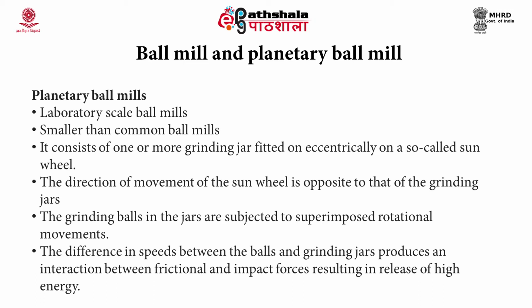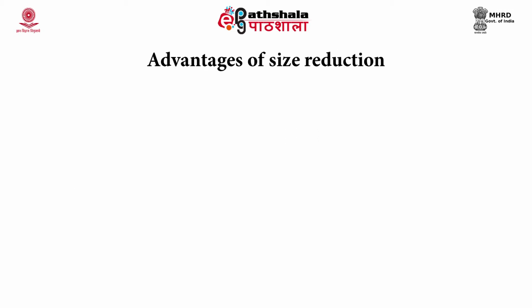Similarly, the same principle is applied for the vibrational mill. In a stirring ball mill, a stirrer is provided, where the stirrer acts like a shredder and shreds the particles into a smaller size. Now, coming to the advantages of size reduction, it gives uniformity for particles.